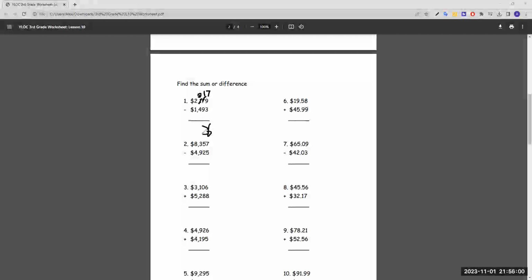17 minus 9 is 8. And again, we can't do 0 minus 4. So we would have to take 1 from the 2. We add a 1. 10 minus 4 is 6. 1 minus 1 is just 0. So number 1 would be 686.